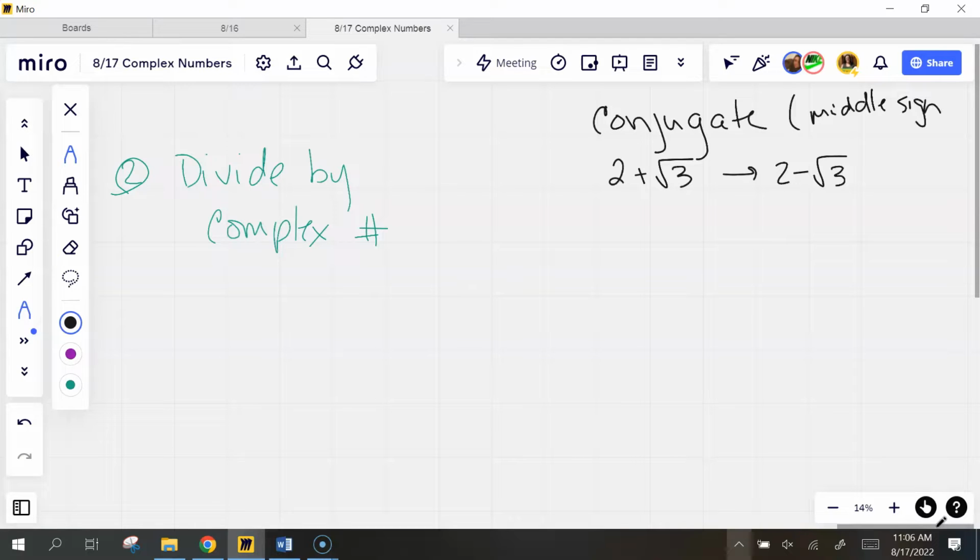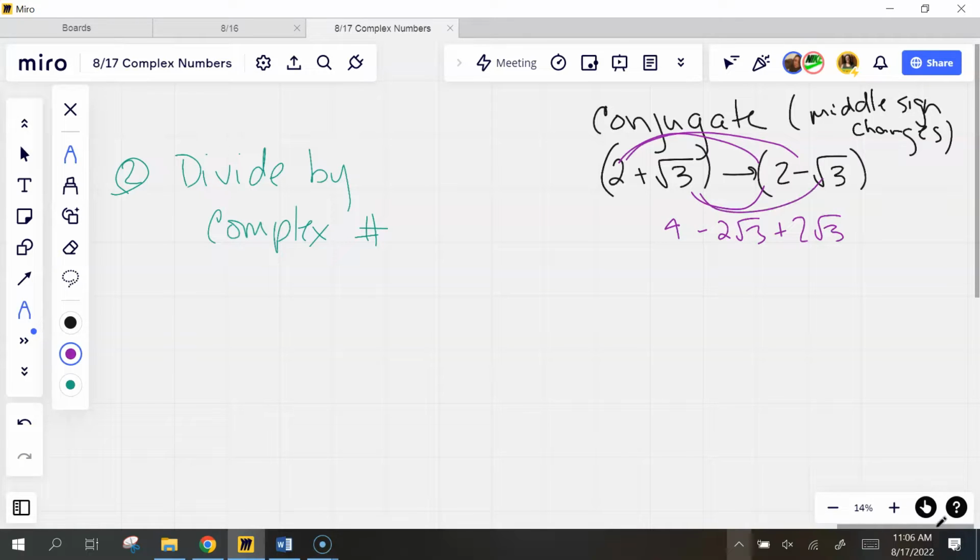It simply changes the middle sign. And these are very important because when you multiply conjugates together, the radicals end up going away. If I were to FOIL this out, and I'm just going to do this quickly to show you, you don't have to write this: minus 2 root 3 plus 2 root 3 minus 3. Look what happens in the middle there. I'm just left with a real number.